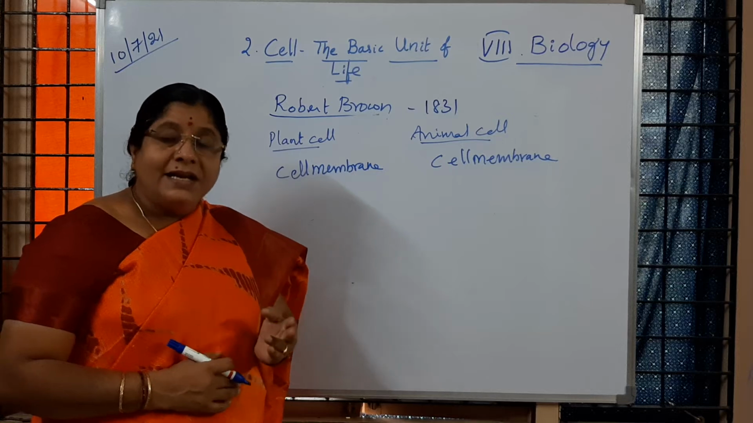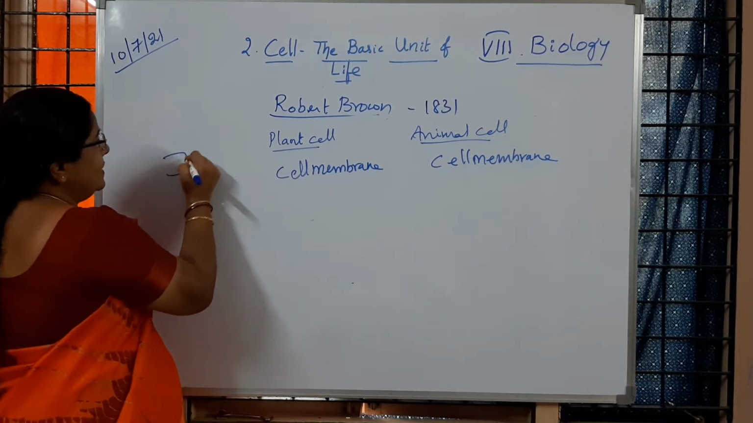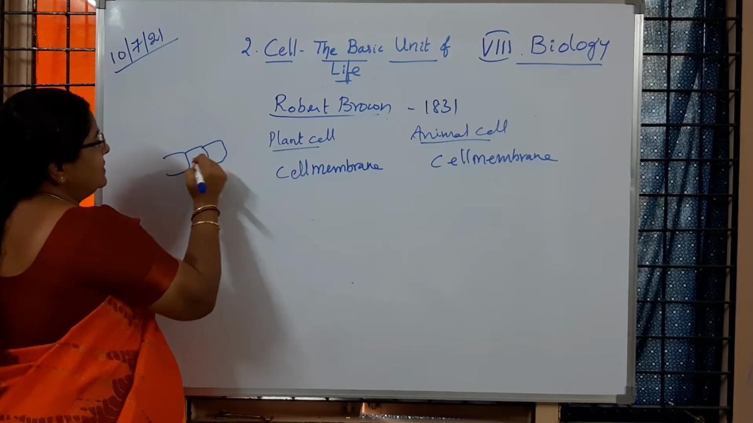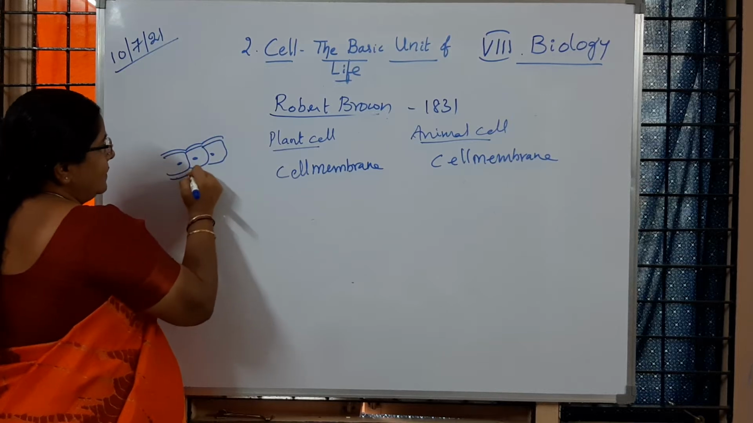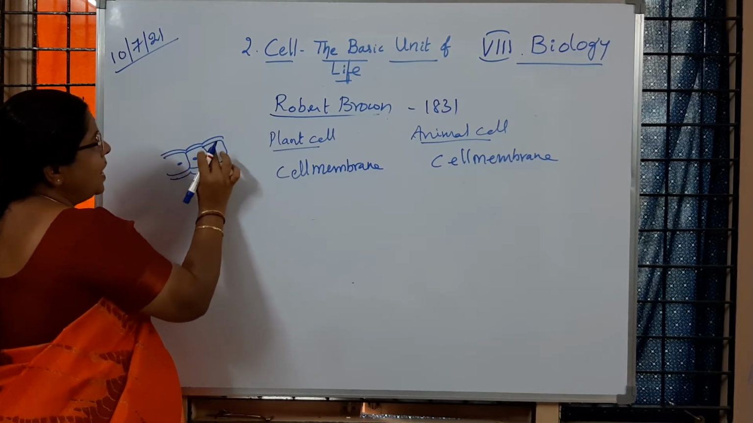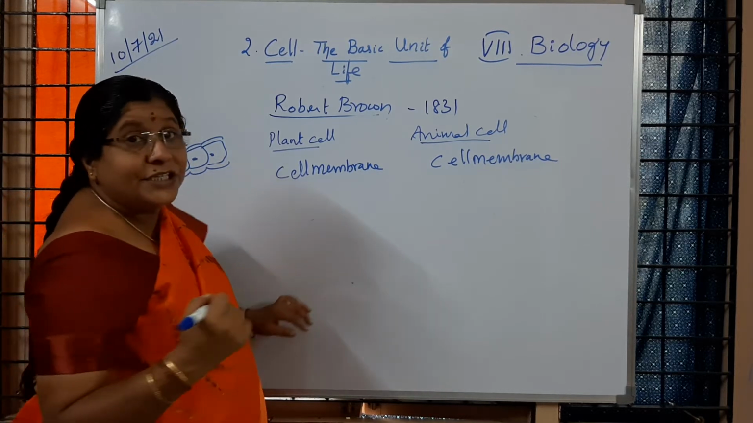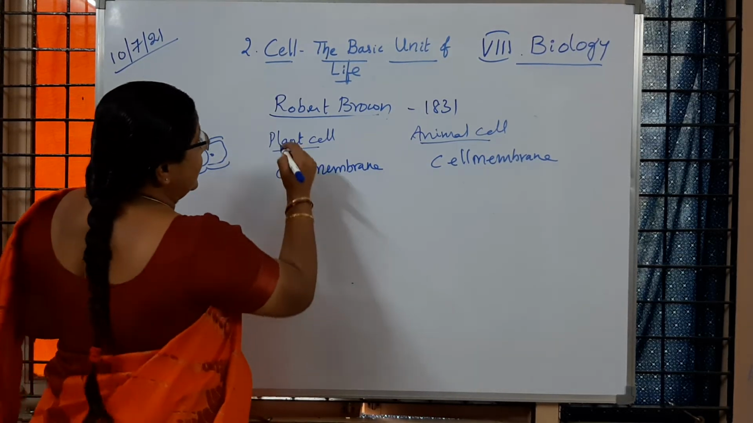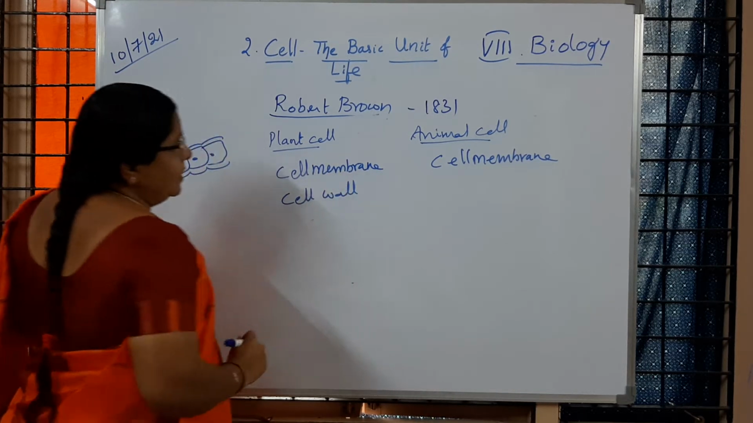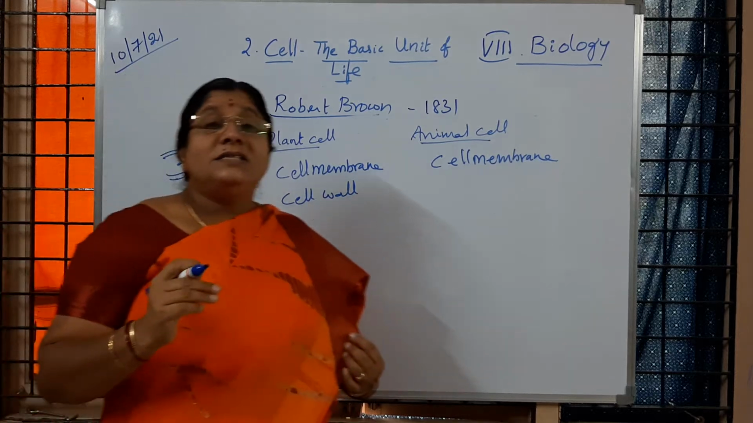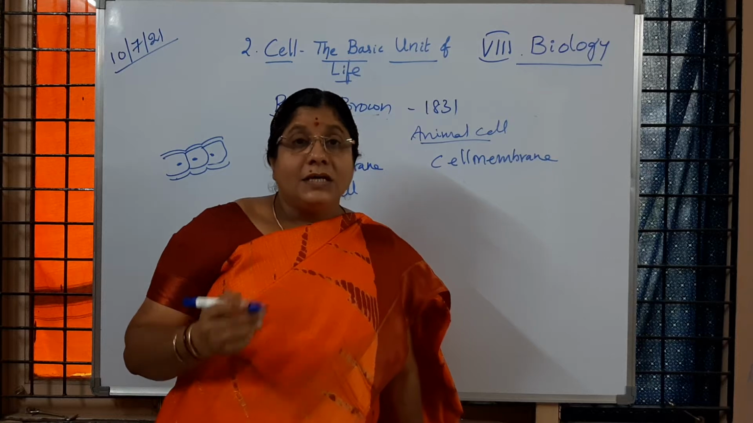Where is that extra layer present? Above the cell membrane. If you recall the onion peel cells, children, with structures like this, this is called the cell membrane. Above the cell membrane, another layer is observed. What is that extra layer present in the plant cell? That is said to be the cell wall. Cell wall. Now, what is the function of a cell wall, or what is the function of a cell membrane?